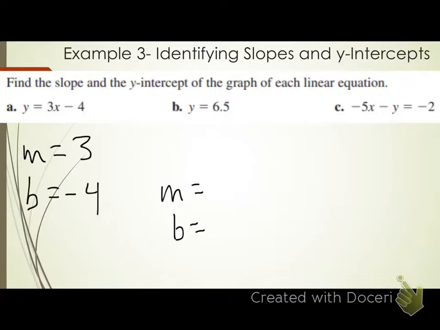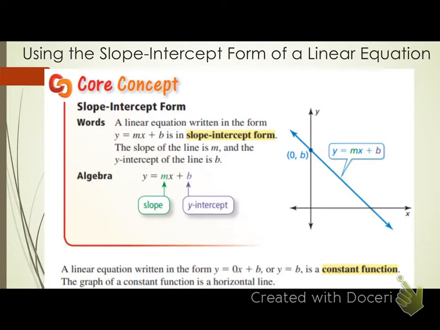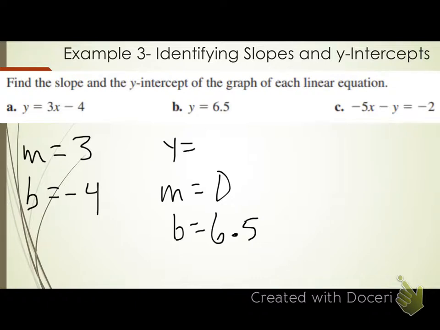That's it for letter A, because it says find the slope and the y-intercept. Letter B, raise your hand if you can tell me my slope and my y-intercept. The slope is 0 and the y-intercept is 6.5. Very good. This is pretty much what the little side note was saying at the bottom. This could be in the form y equals 0x plus b or y equals b, because I could write this as y equals 0x plus 6.5. So the slope is 0, since 0 is being multiplied by x. The y-intercept is the constant, 6.5. Questions there?